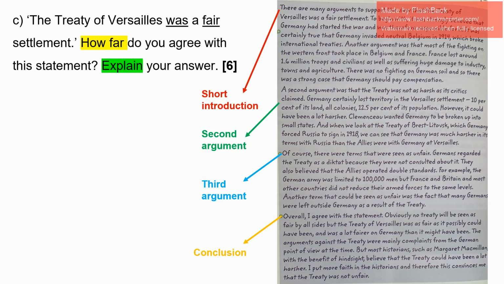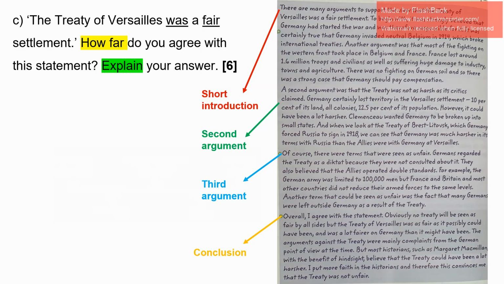So, short introduction. Again, this was taken from Ben Walsh, Modern World History. One of the versions, actually, I think, is the version for 2013. Here in Argentina, the books arrive a bit late. So, short introduction. I have some issues with this introduction. I'll explain in a second. Second argument, third argument, and conclusion.